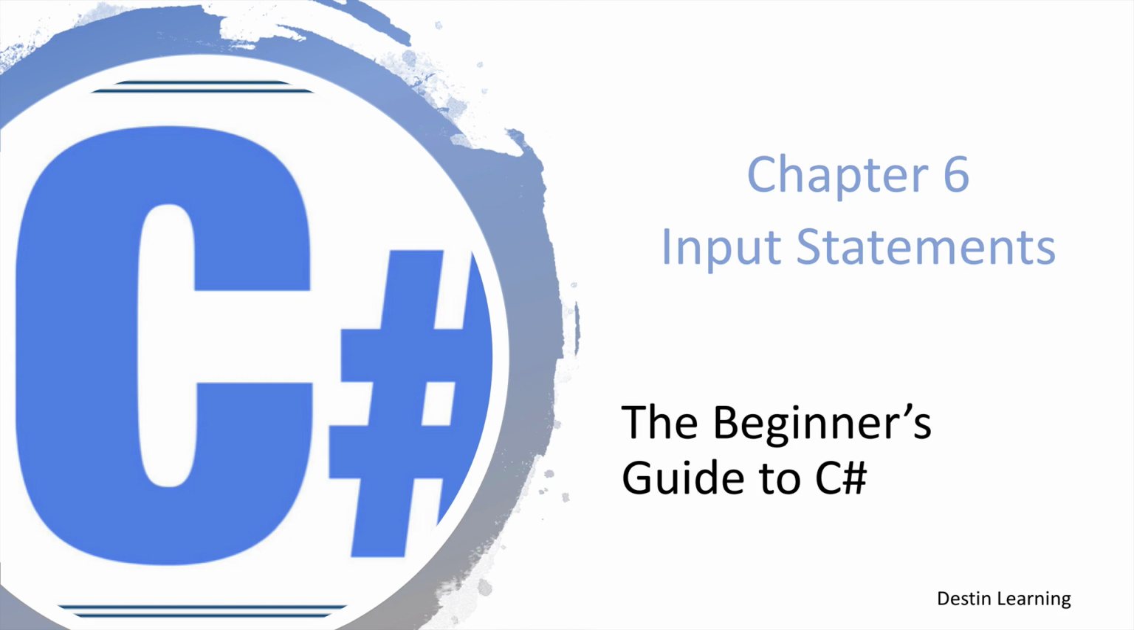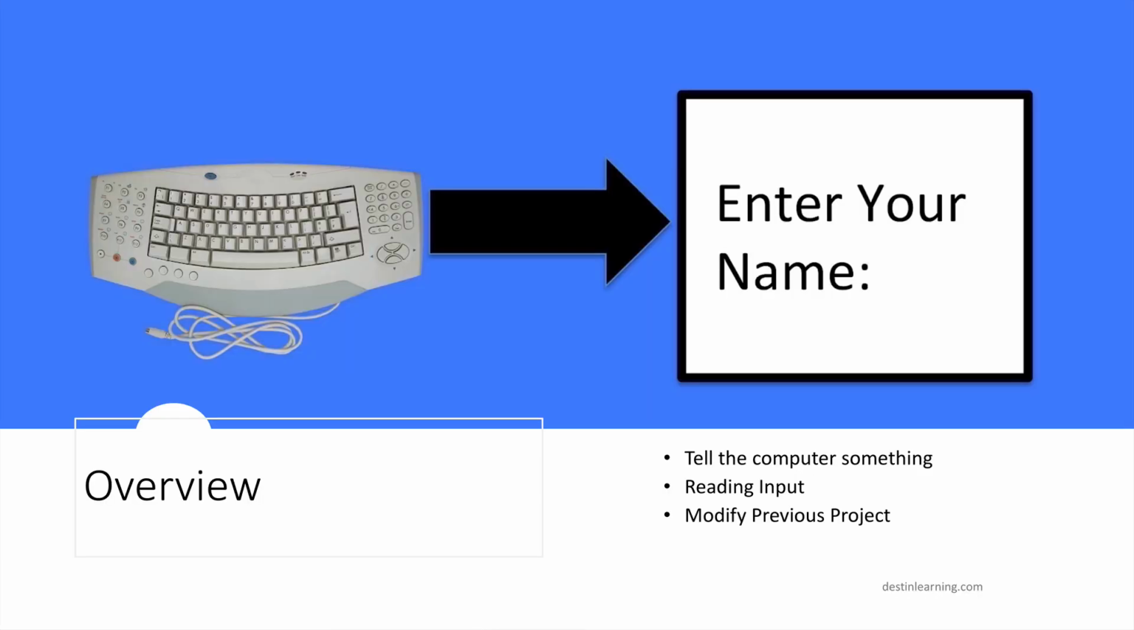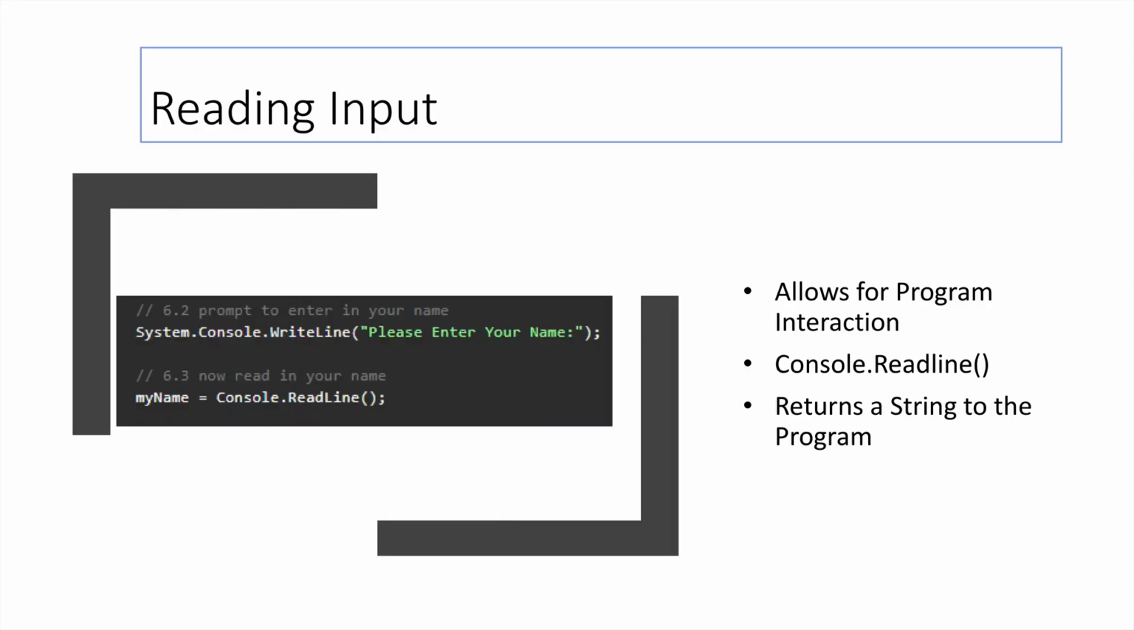Hello everybody. In this chapter we're going to talk about input statements in C#. We're going to take our existing program and make some modifications to it to read some input from the user. As an overview, we're going to enter something into the computer. We're going to prompt the user to enter their name in this example. We'll read that input, and we'll do all this by modifying the previous project.